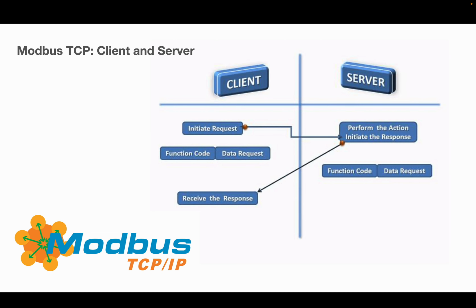Just to make sure that we've got that terminology clear, in TCP we have a client and we have a server. As you can see in this diagram, the client initiates a request to the server, the server performs the action, and then the server initiates a response which is received by the client. So Modbus being a request response type protocol, the client initiates the request, the server responds to the request. So just to get that clear.